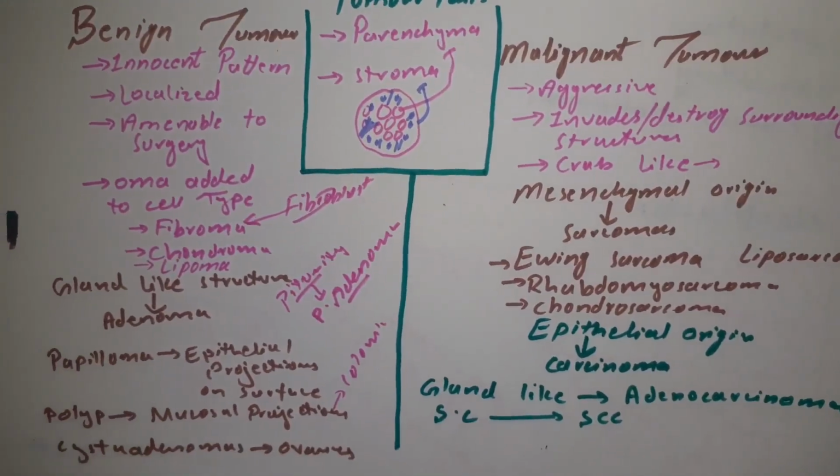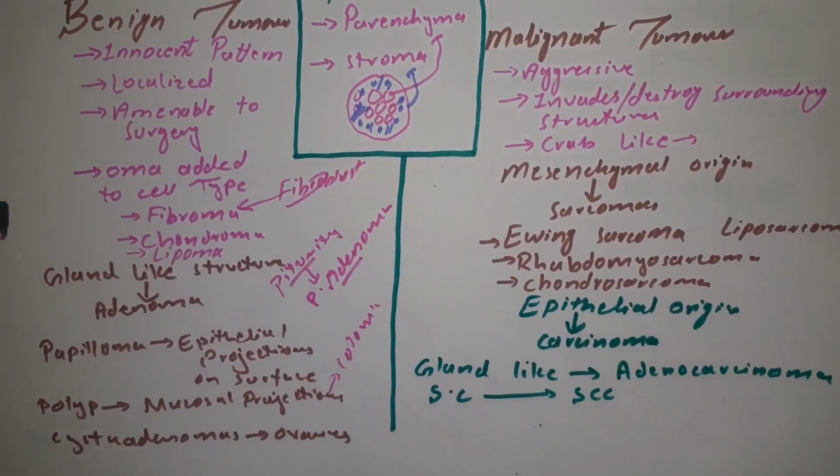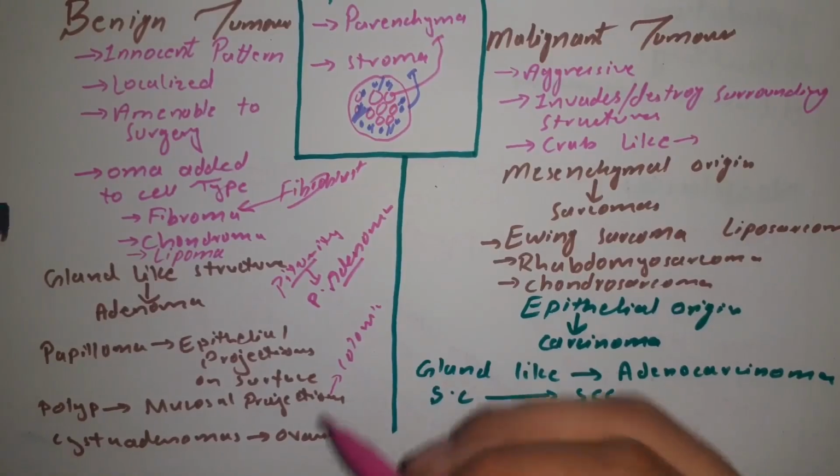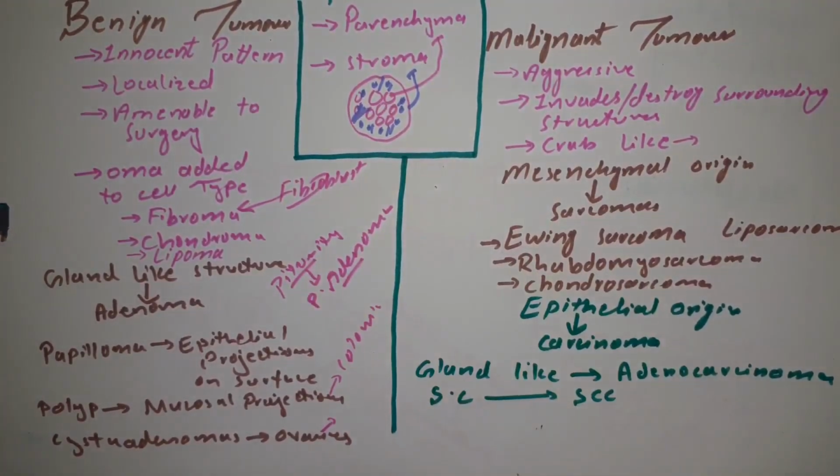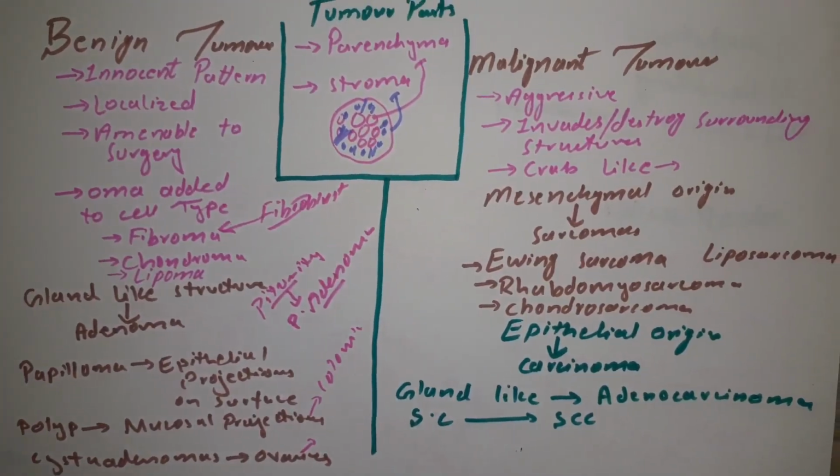And sometimes, if a tumor arises in a hollow cystic organ, for example in case of ovaries, the word cystadenoma is used to show its cystic nature. However, this nomenclature is not generalized. There are many exceptions to this nomenclature, and not all tumors fit into it. So now we come toward the malignant tumors.